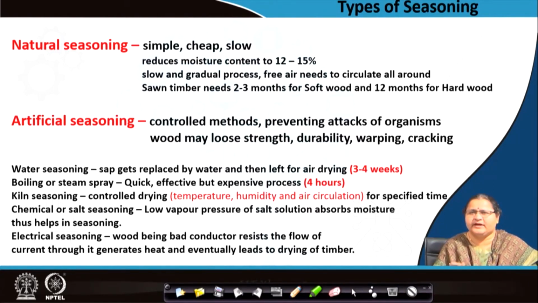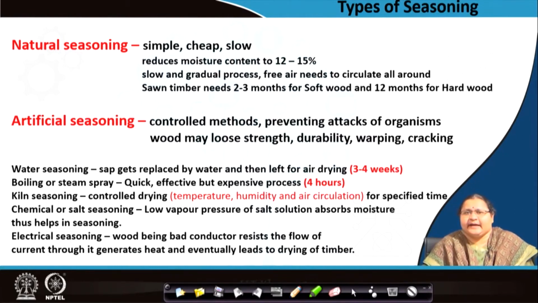It is much quicker and less time intensive, but the wood may lose strength in that case. When it was happening naturally, the fibers were releasing the water in a very gradual way and were not getting affected. But here, as the moisture is drawn out artificially, it may affect the durability, it may lead to cracking, it may lead to warping. Again, the word warping comes. If you remember, during brick we used the word warping, that means deformation. So, the wood may warp or get deformed.